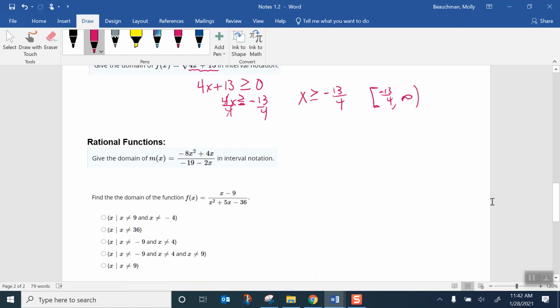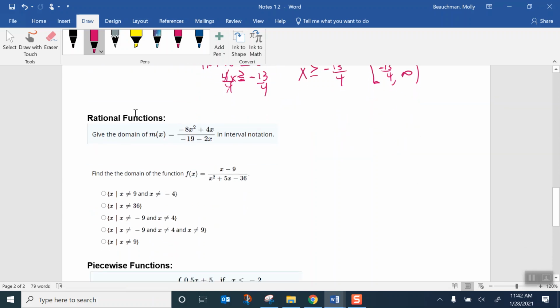All right, next type of function is a rational function or a fraction. So if we want the domain of this function m of x, negative 8x squared plus 4x all over negative 19 minus 2x, in interval notation, the domain is everything except what makes the denominator 0. If you remember from the previous class, something divided by 0 is undefined.